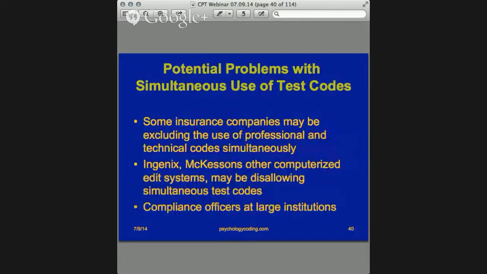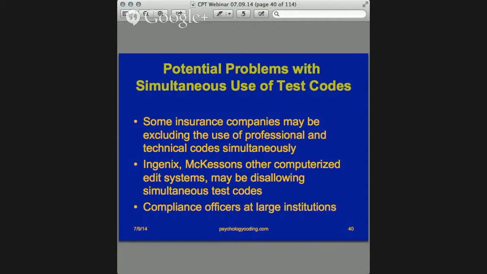Some insurance companies may exclude the professional and technical code simultaneously because there is an internal audit that is often seen, for example, by Ingenix, and many compliance officers in large institutions are still stuck on the CMS transmittal that came out in 2006 that says, in the next to last line of the last paragraph, that this should only occur in, quote, rare circumstances. And with that in mind, many compliance officers are still stuck on that transmittal, despite the CPT Assistant article that came out subsequent to that, and despite the fact that almost all CMS carriers are now allowing the use of both of those codes.